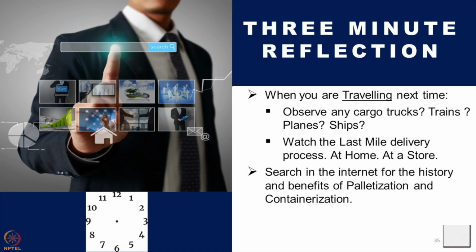But don't look at only the big movements of goods. Look at the last mile delivery. When you are passing your neighborhood store, look for how the store is getting supplies. Someone, a small truck or a small auto, which is delivering to the store. Think about how you are getting your food delivery from a Swiggy or a Zomato or Dunzo or Licious or e-commerce, any of the e-commerce, Amazon or Flipkart or Nykaa. So think about the last mile delivery.